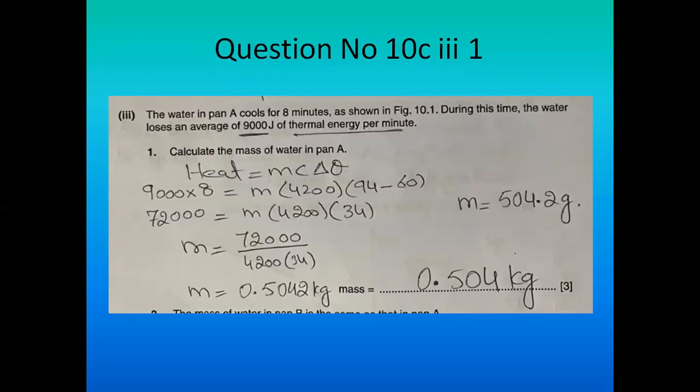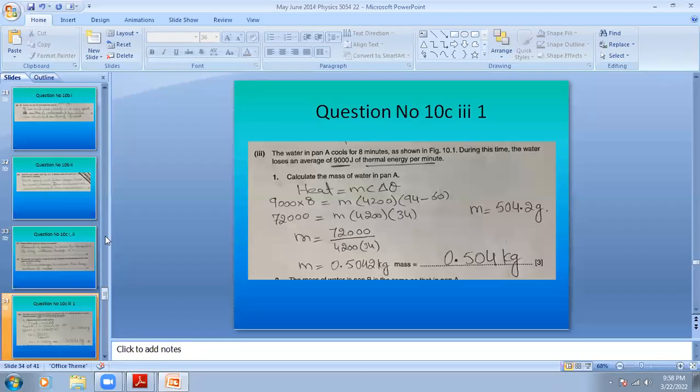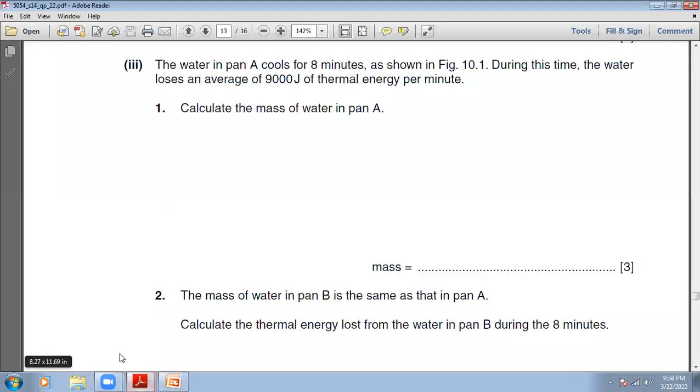Or if you want to write the answer in grams, you multiply it by 1,000, and it will be 504.2 grams. In kg, the answer is 0.504 kg. Hopefully, you understand this numerical. Okay, so let's go to the next question.